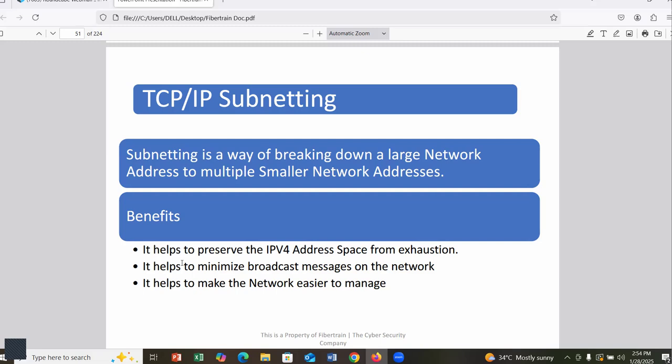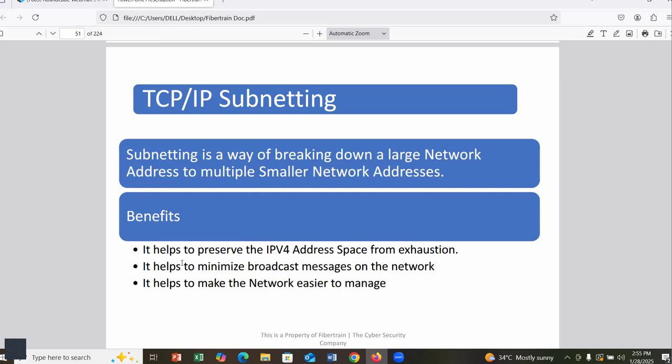This subnetting is just like when we talk about a VLAN, which means that the traffic of VLAN 1 cannot go to the traffic of VLAN 2. So subnets will help us minimize all those broadcast messages. Broadcast messages coming out from VLAN 1 can't go to VLAN 2. So subnets will help us minimize them.